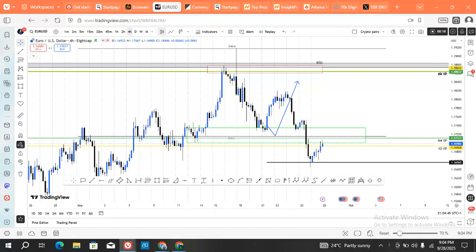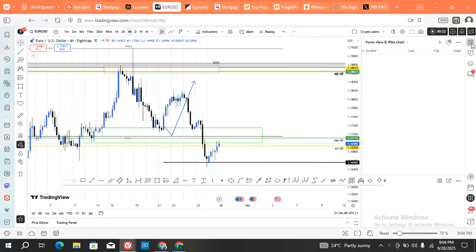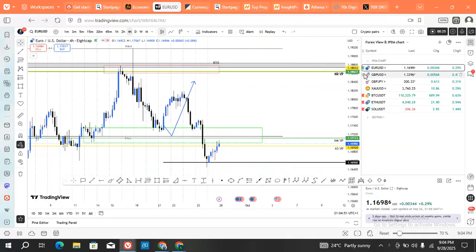So today we'll be diving into the technical breakdown for these pairs: Euro USD, GBP USD, GBP JPY, XAU USD, BTC USDT, ETH USDT, and Solana USDT.